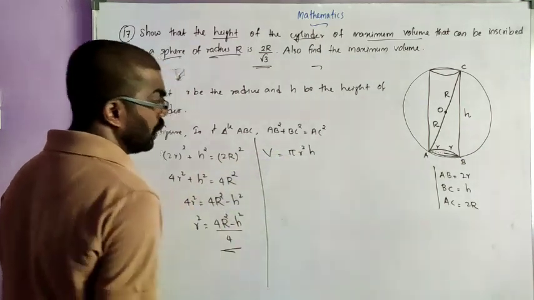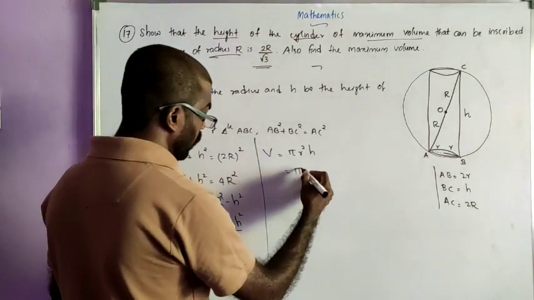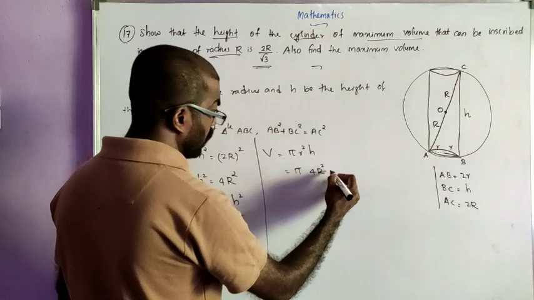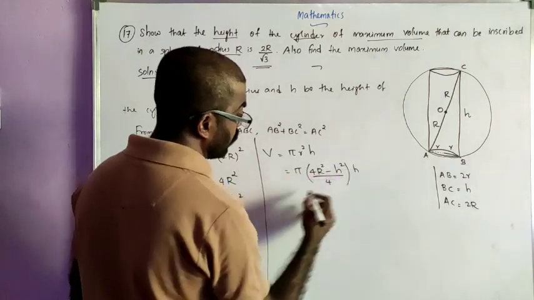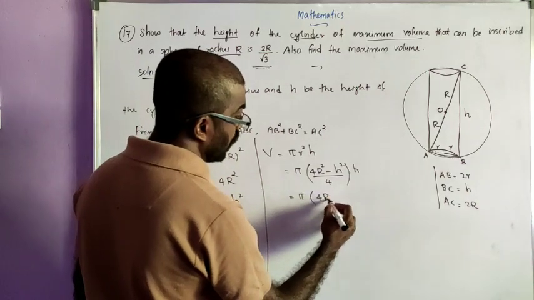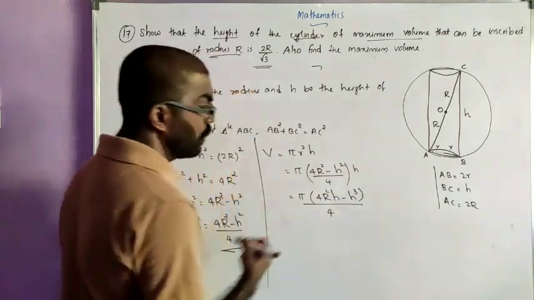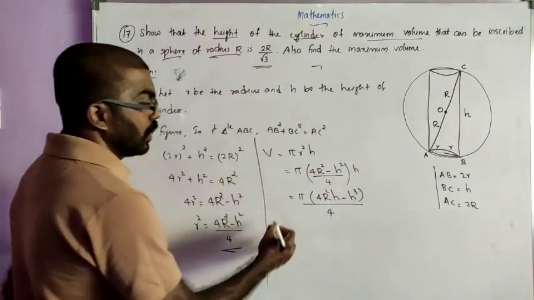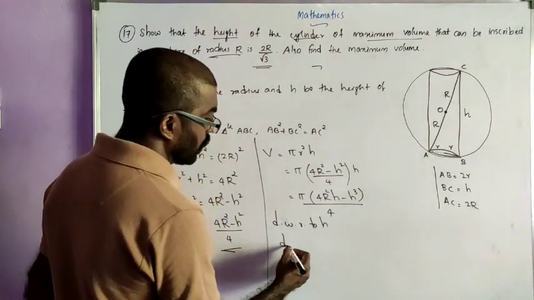Pi R square H. In the place of R square we can replace the value. So pi into (4R square minus H square) divided by 4, into H. Or we can write pi into (4R square H minus H cube) divided by 4. Okay. Now we can differentiate this with respect to H.